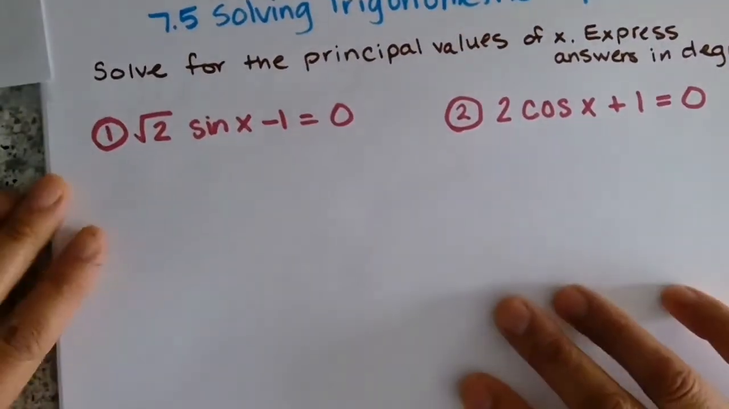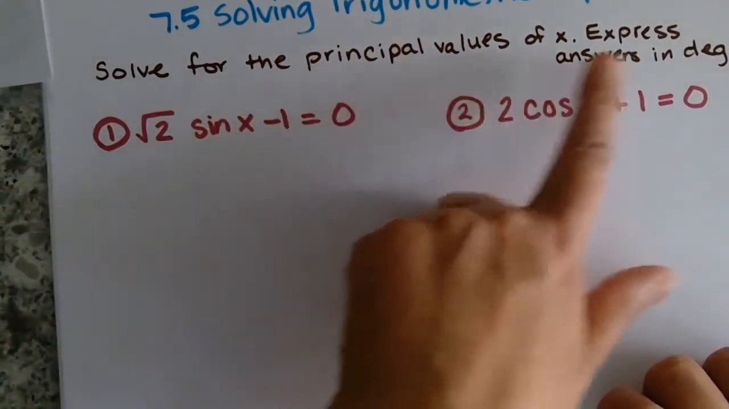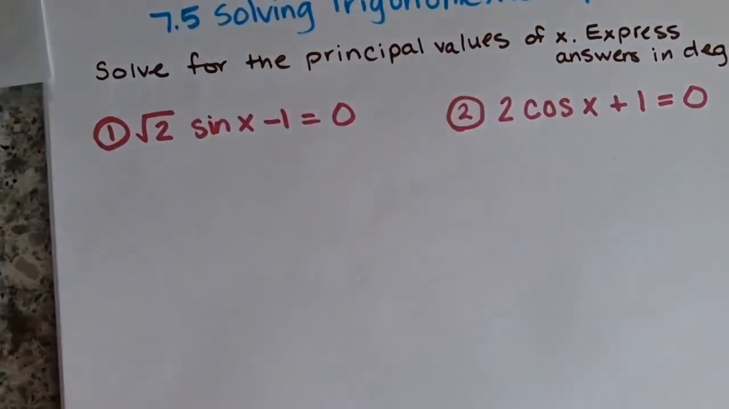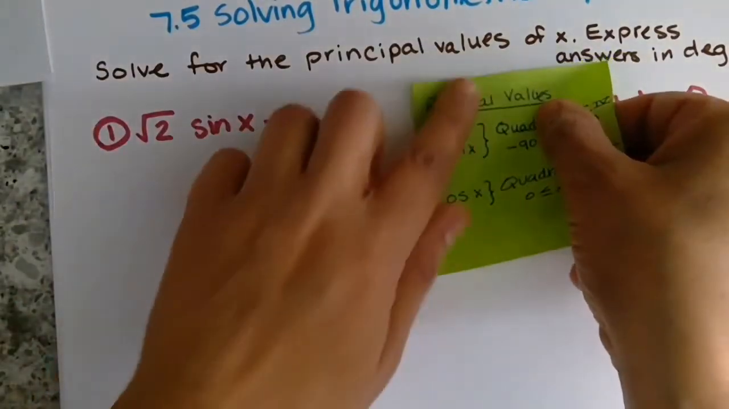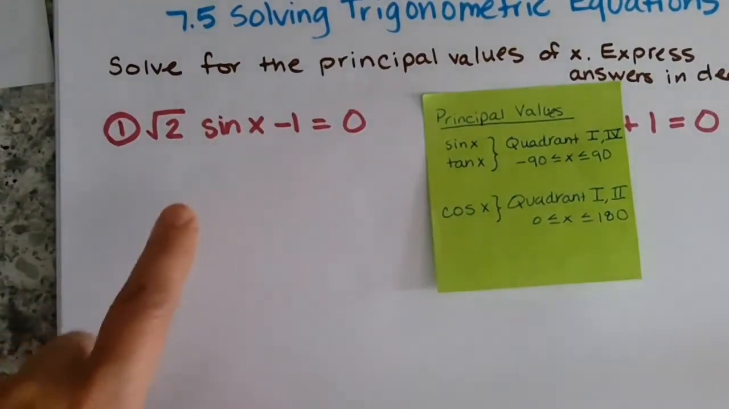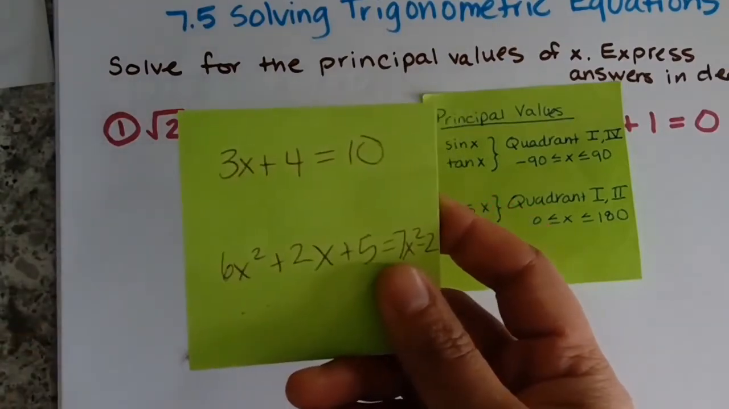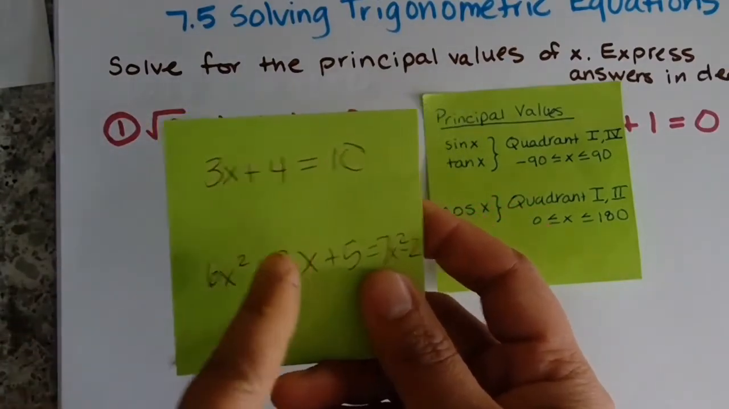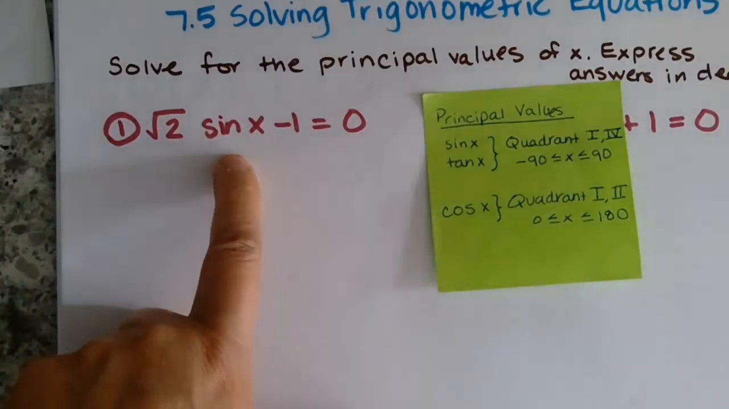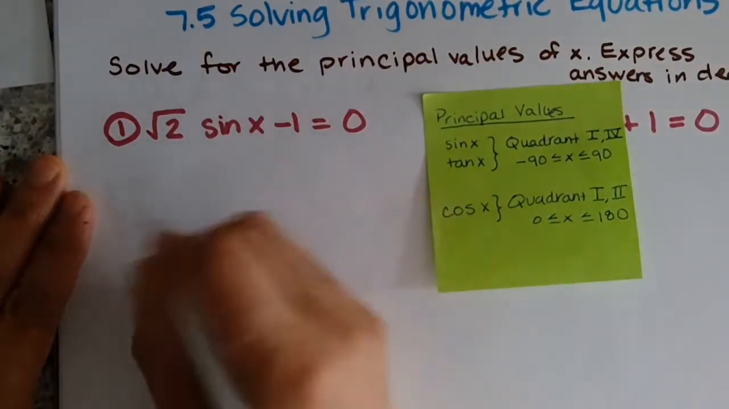Okay, let's get started. This one says, solve for the principal values of x. Express your answer in degrees. So I'm going to go back here. Here are my principal values, just to help me out and remind me. Now, in a regular equation, remember, you want to get rid of everything and solve for x. Ideally here, you want to get rid of your extra things and have it in terms of sine or cosine, or just one trig function, so that you know how to solve that. So your first step is to add one.